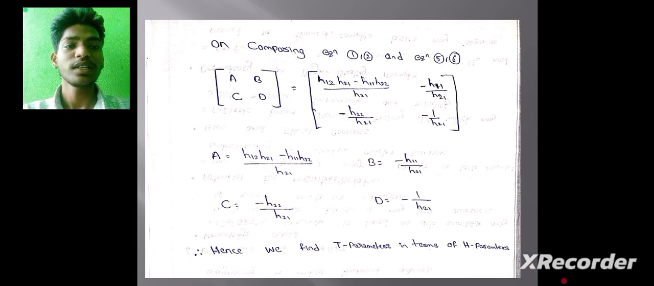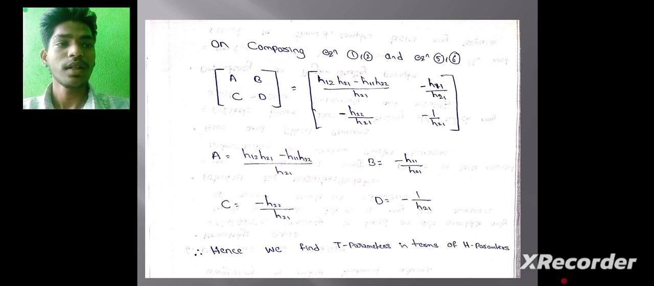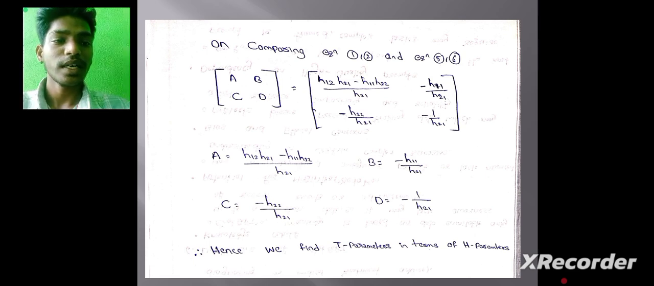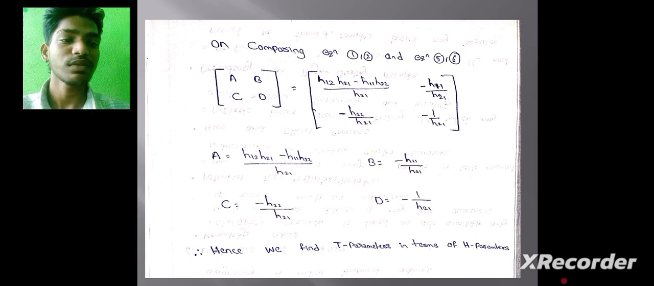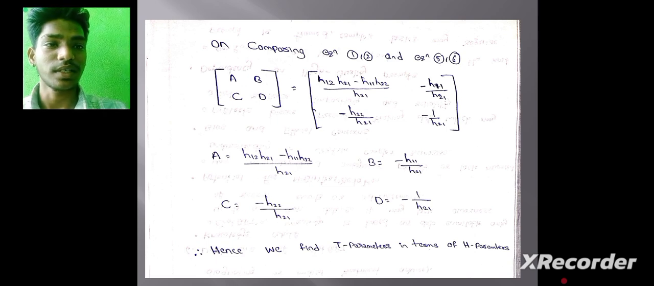Then A, B, C, D: the matrix form of T parameters equals (H12 H21 minus H11 H22) by H21, minus H11 by H21, minus H22 by H21, minus 1 by H21. Here A equals (H12 H21 minus H11 H22) by H21, B equals minus H11 by H21, C equals minus H22 by H21, D equals minus 1 by H21. Hence we find the T parameters in terms of H parameters.